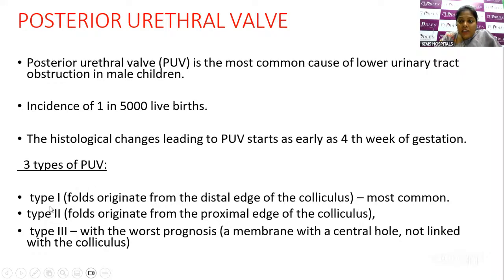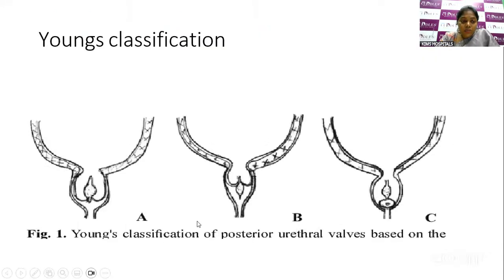There are three types of PUV, which is Young's classification. Type 1 is the most common, where the folds originate from the distal edge of the verumontanum. Type 2 and type 3. Type 3 is the one with the worst prognosis because it is a membrane which causes almost complete obstruction with just a central hole, and it is not linked with the colliculus.